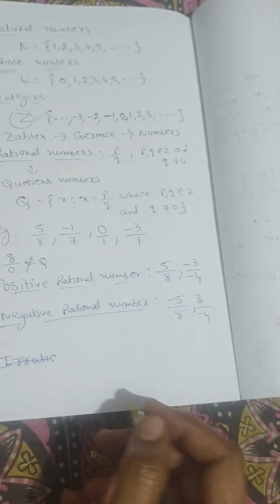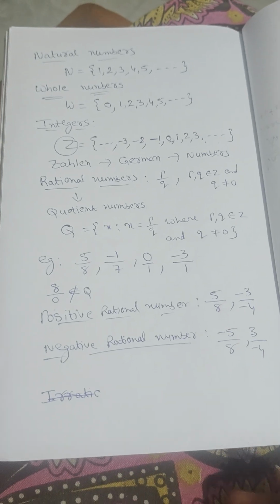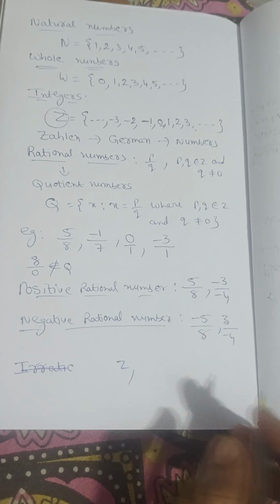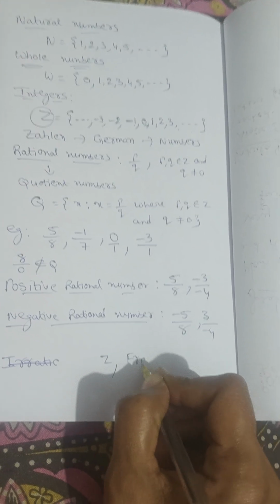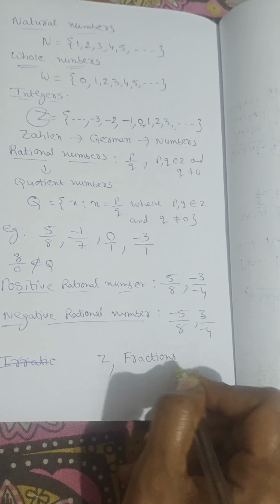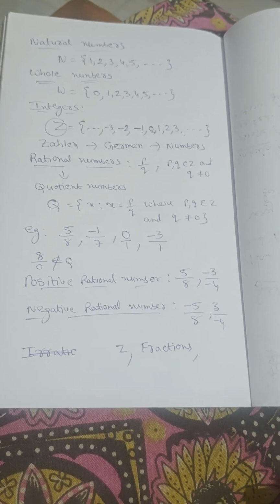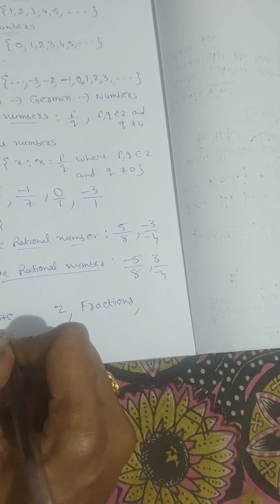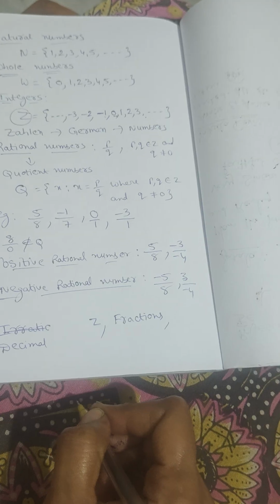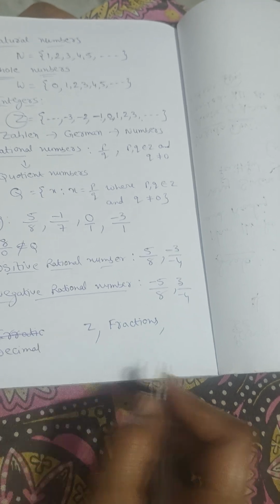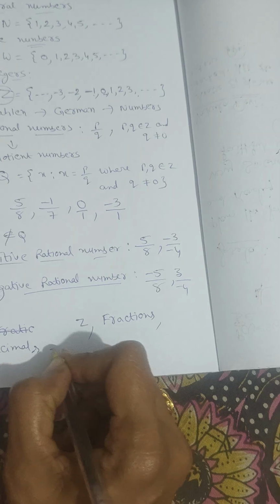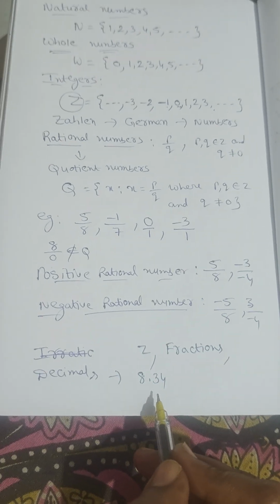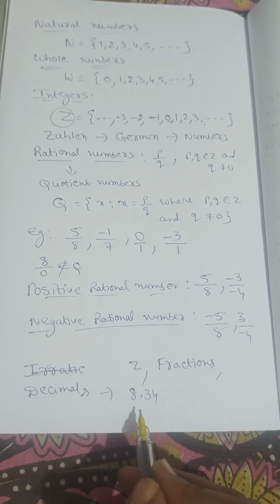Before going to irrational numbers, can you say some examples of rational numbers? Here all integers will come. Fractions will come. All fractions come under rational numbers. Decimals. Decimals means here we have terminating and non-terminating decimals. Terminating decimals come under rational numbers. Terminating decimals means 8.34: after the point we have a certain number of digits. We can count.